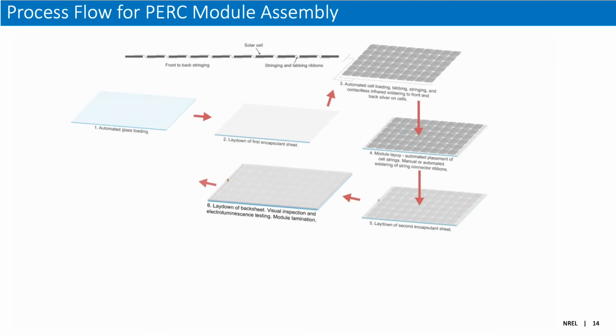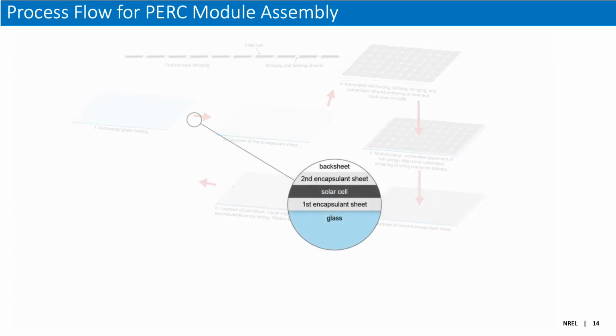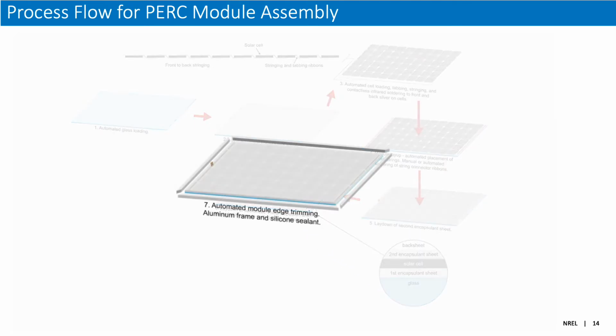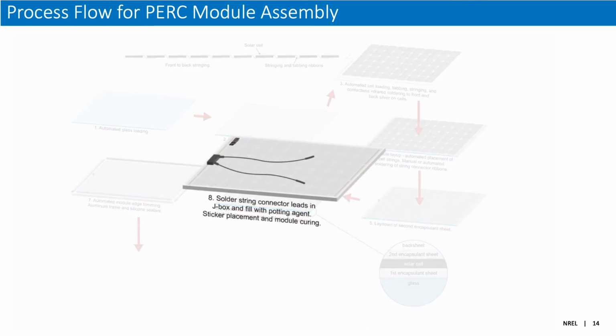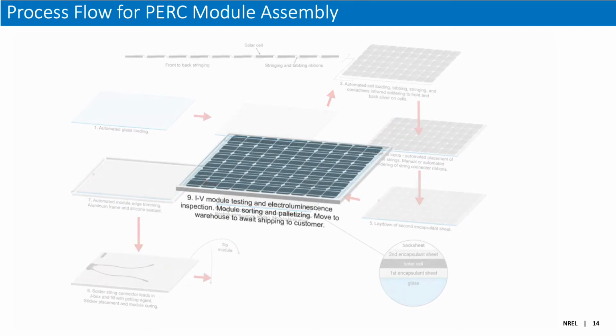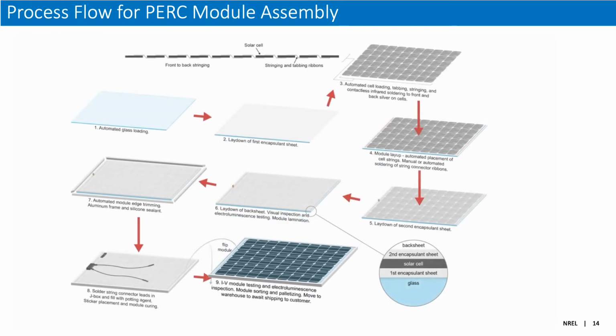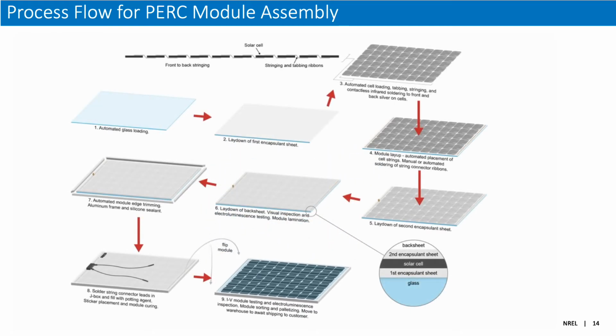The module then proceeds through visual inspection and electroluminescence testing. Once it passes quality control, the module is then laminated in a furnace. After lamination, the edges of the module are trimmed and an aluminum frame is fitted and silicone sealant is applied. Next, string connector leads are soldered into a junction box. A serial number is affixed to the module and the module undergoes curing. Finally, the module undergoes current voltage testing and electroluminescence inspection, after which the modules are sorted into bins based on performance.